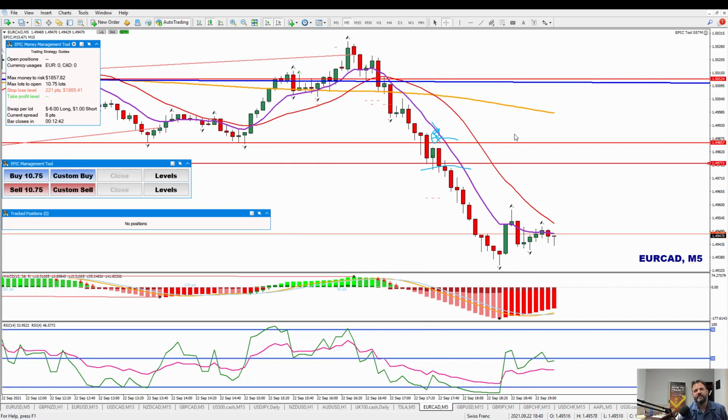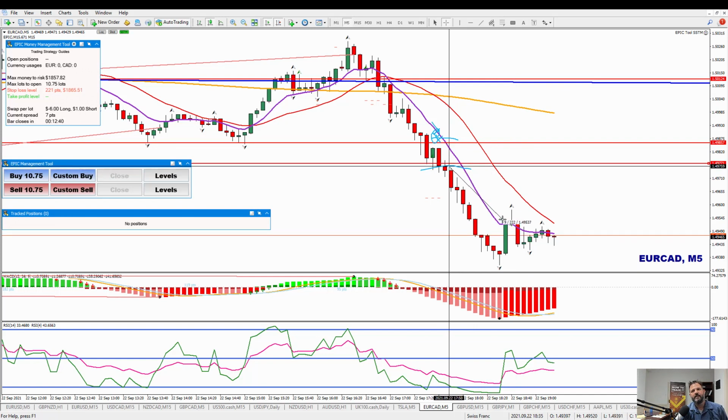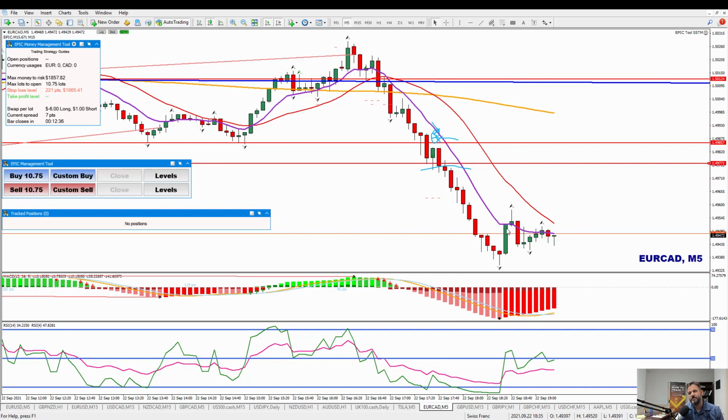Oh, actually, hold on. It would have been 22 pips. So that's another thing about using trailing stops: you give up a little bit of your profit. But still, 22 pips is a pretty good trade.